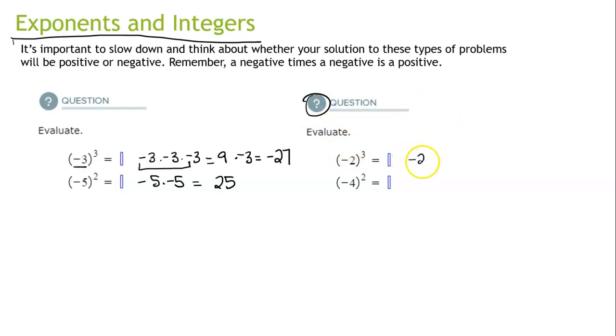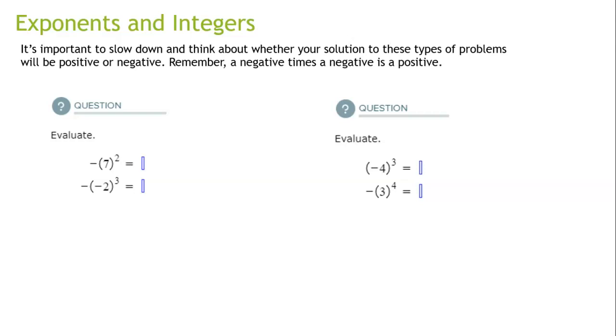For this one, you should have done negative 2 times negative 2 times negative 2. Negative 2 times negative 2 is positive 4, but times another negative 2 is negative 8. For this one, you should have done negative 4 times negative 4, which is a positive 16, because a negative times a negative becomes a positive.